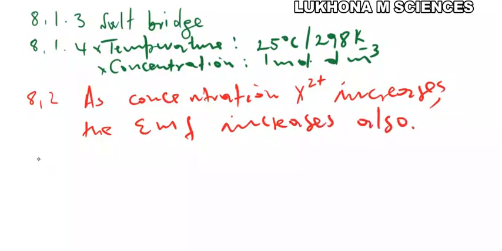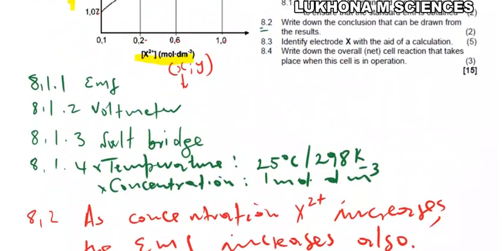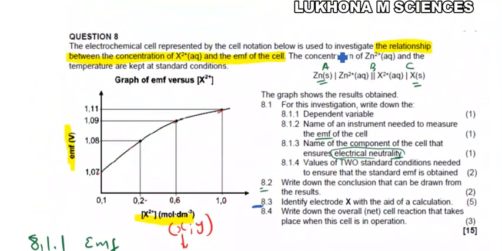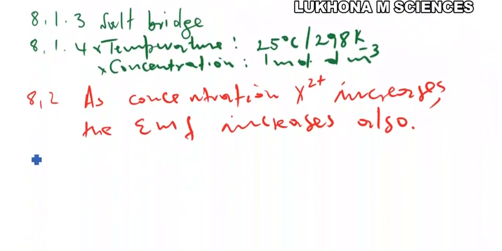That is the conclusion that we have. Let's go to 8.3. Identify metal X with the aid of the calculations. If you can look here, X is the cathode, then Zn is an anode. So we are going to use this formula.